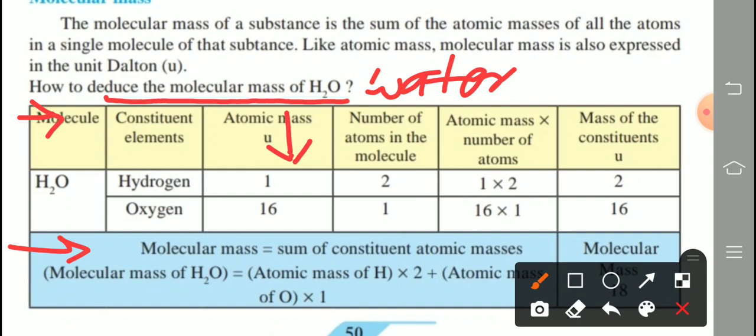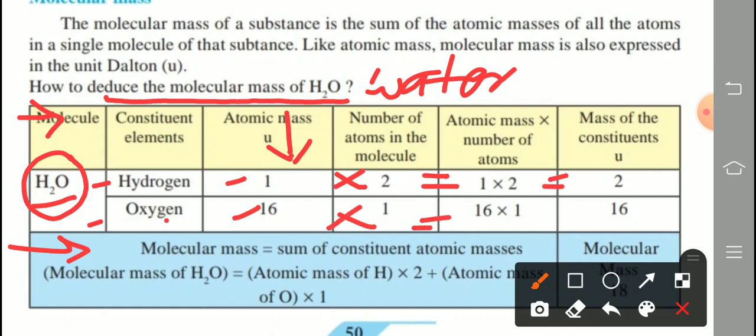Constituent elements in the water molecule are hydrogen and oxygen. The atomic mass of hydrogen is 1, the atomic mass of oxygen is 16. Now in the water molecule there are 2 atoms of hydrogen, so the number 2 is given here, and only one oxygen atom, so 16 multiplied by 1. So 1 multiplied by 2 means 2, and 16 multiplied by 1 means 16. So what is the addition? 2 plus 16 means 18 is the answer.